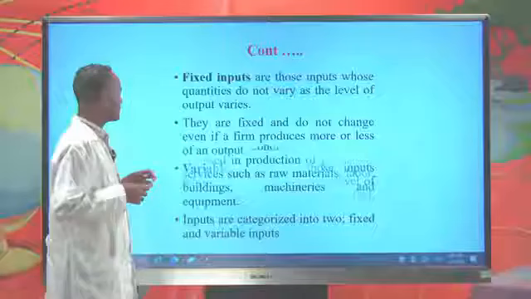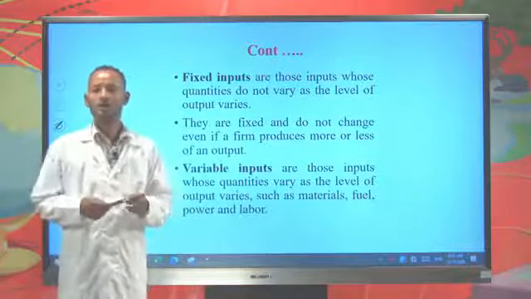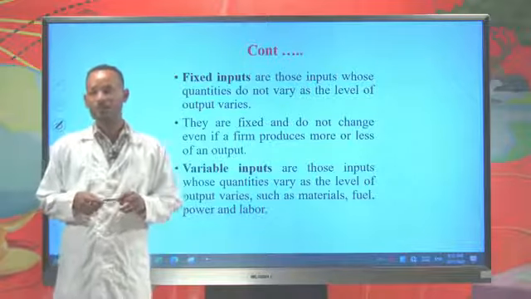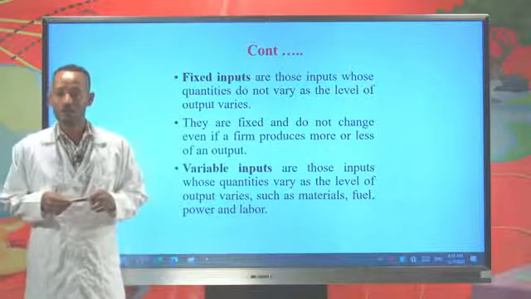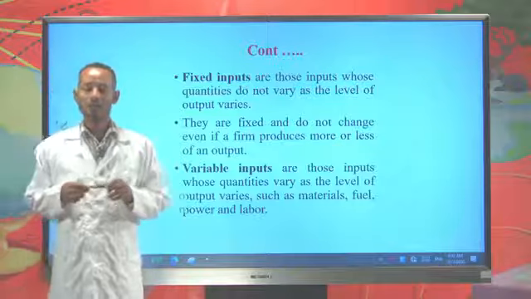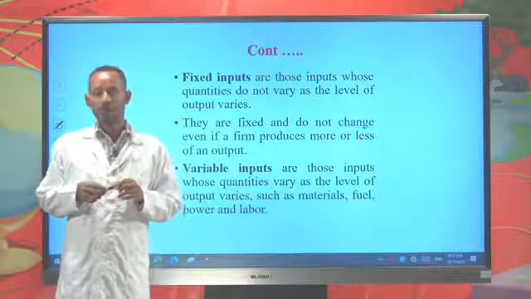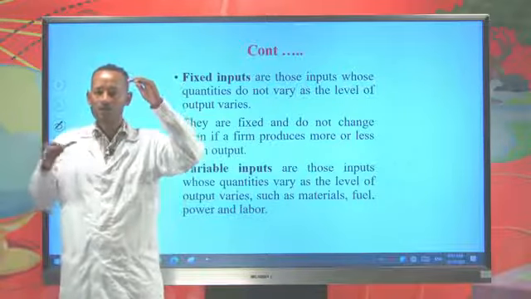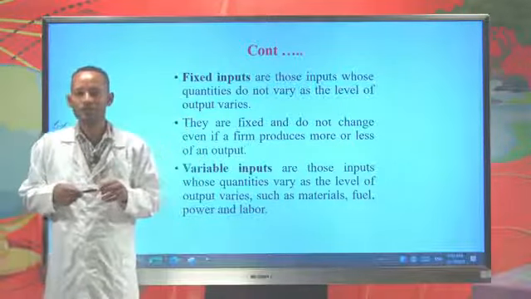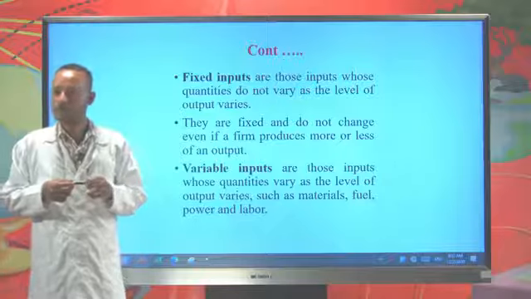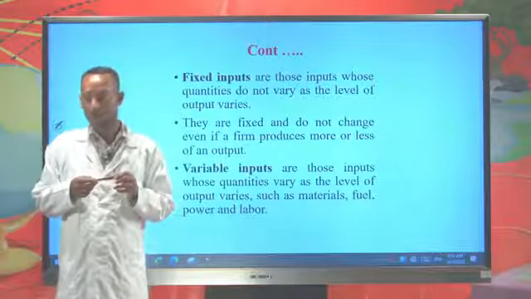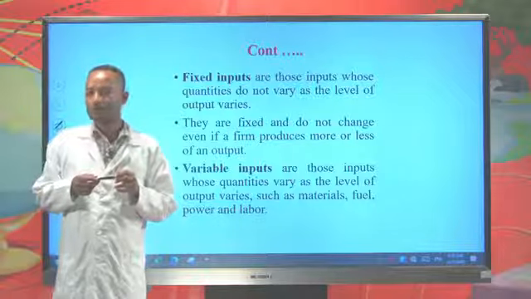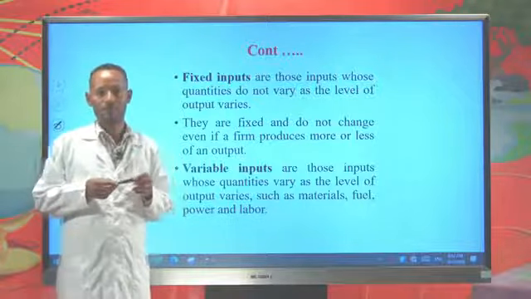These inputs are further categorized into two called fixed inputs and variable inputs. Fixed inputs are those inputs whose quantities do not vary as the level of output varies. That means even though there is an increase in the level of output, if there is no change in the inputs used in production, such input is categorized under fixed input. For example, land and buildings are usually considered as fixed inputs.